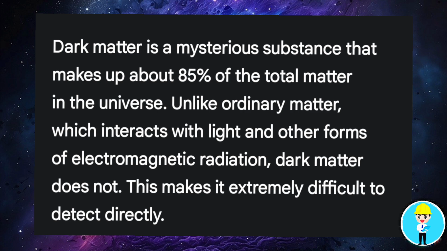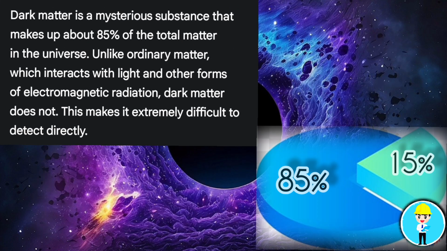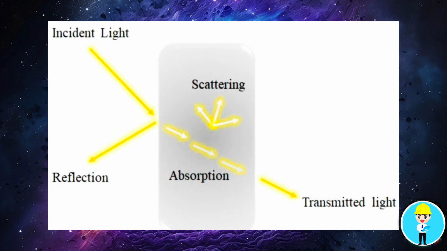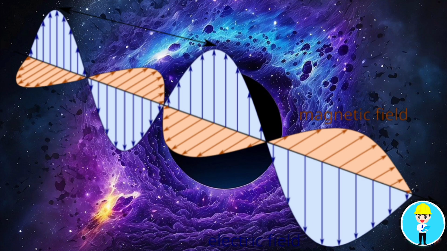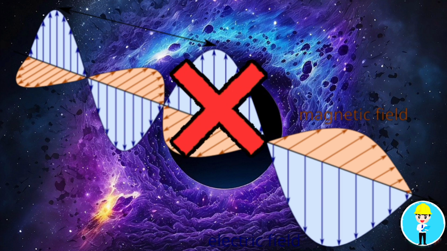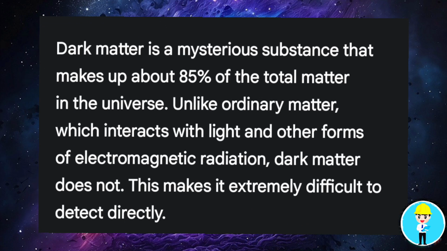Starting with the definition, we say dark matter is a mysterious substance that makes up about 85% of the total matter in the universe. Unlike ordinary matter, which interacts with light and other forms of electromagnetic radiation, dark matter does not. This makes it extremely difficult to detect directly, unlike other matter.